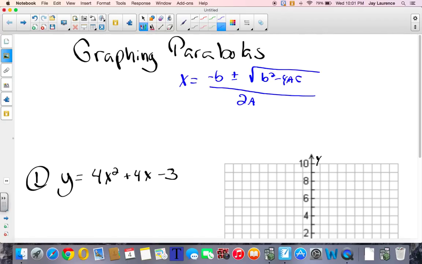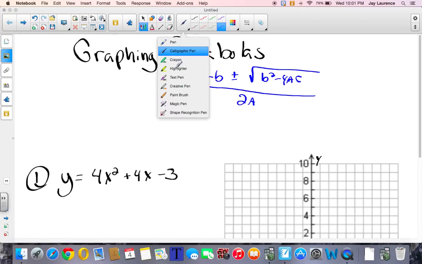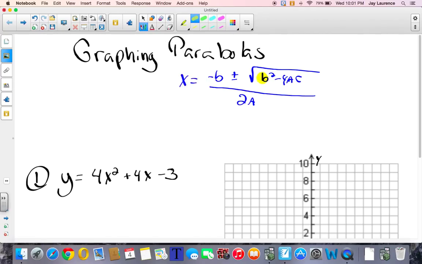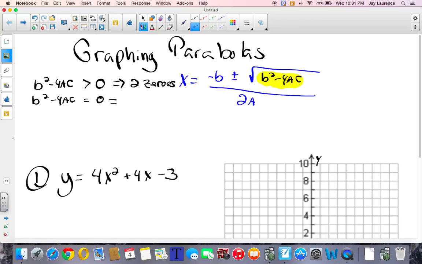First, we use the discriminant. Remember the discriminant? Discriminant is b squared minus 4ac. It tells me how many solutions, how many x-intercepts, how many zeros, right? Remember, b squared minus 4ac greater than 0 means two solutions or two zeros. Okay, b squared minus 4ac equals 0 means one zero.